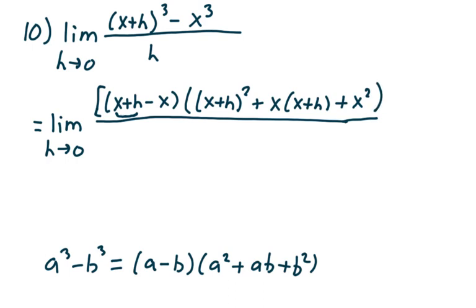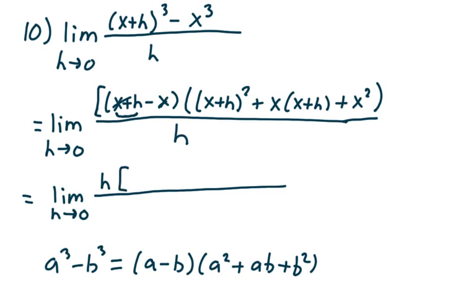Okay? And I don't even have to square out x plus h. I don't have to distribute. I don't have to do any of that. And then in the denominator, I have an h. So this is the limit as h goes to 0 of. The x's cancel, and we get h times x plus h raised to the 2nd plus x times x plus h plus x squared. On the bottom, we get h. Cancel the h's.